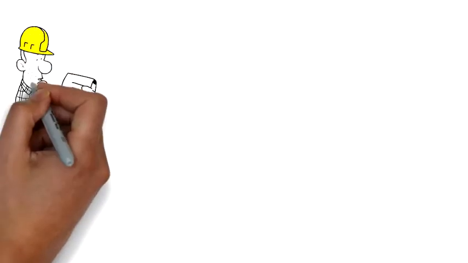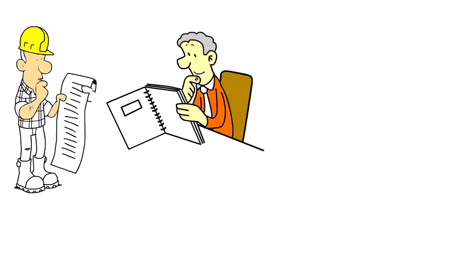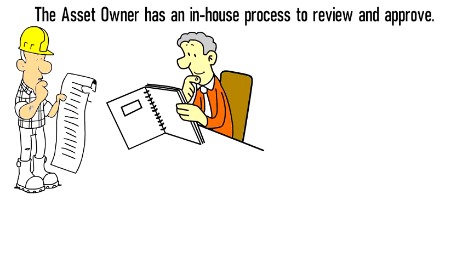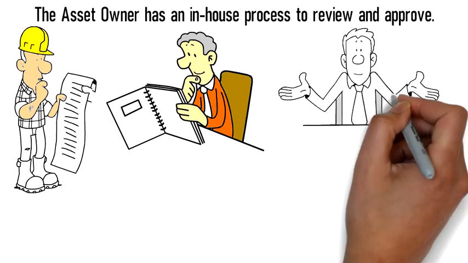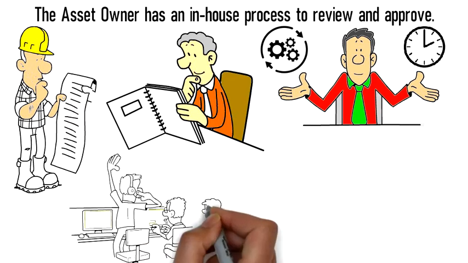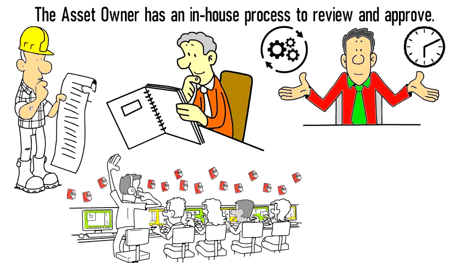For example, the service provider submits a survey report to the asset owner for approval. The asset owner has an in-house process to review and approve. Any delays in this process will delay the repair and increase turnaround time. Note the email traffic that this simple business process has generated.